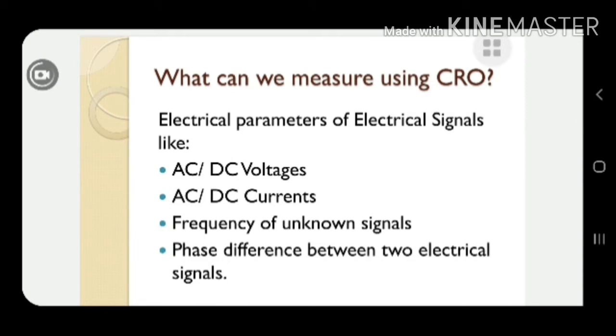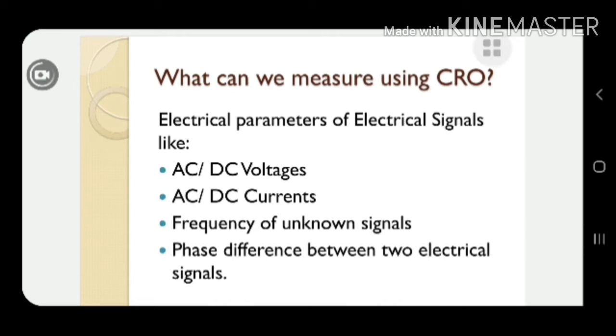What all things can we measure using CRO? That is, what are the applications and uses of CRO? So cathode ray oscilloscope can perform measurements on all the electrical signals and can measure all the electrical parameters of the electrical signals like sine wave, square wave, triangular wave, sawtooth wave. Any kind of electrical signal can be analyzed using CRO.